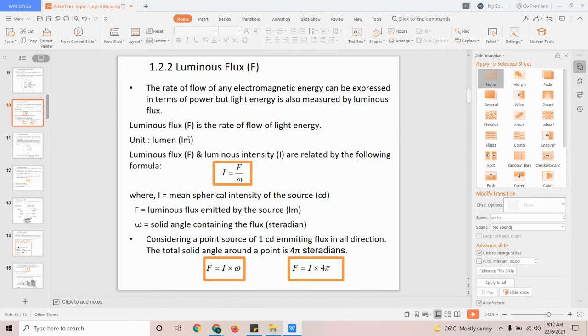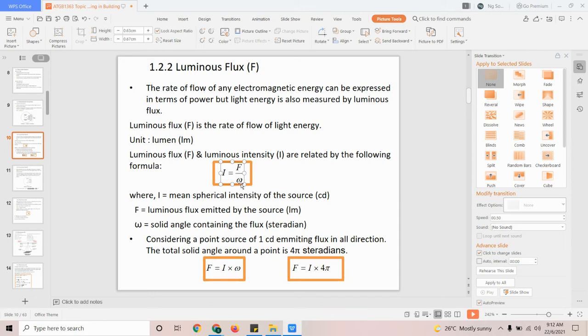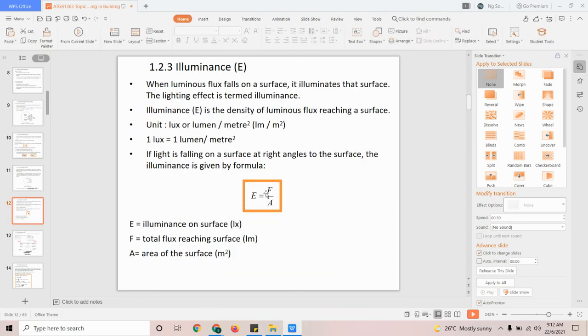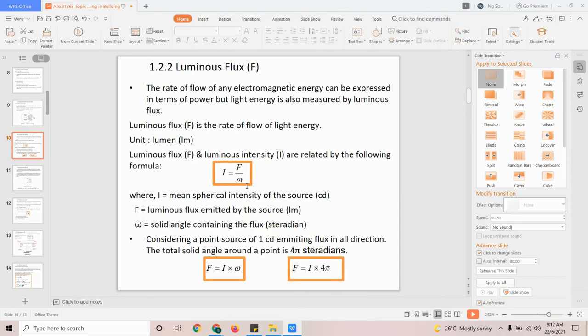For the theory that we have gone through, the important thing is this and this. Knowing that omega equals 4 steradian, you can replace the omega with 4 pi.